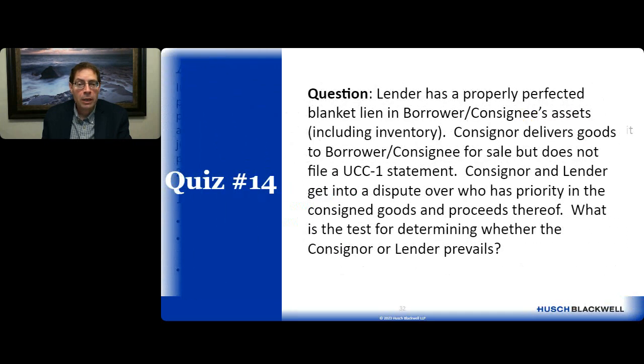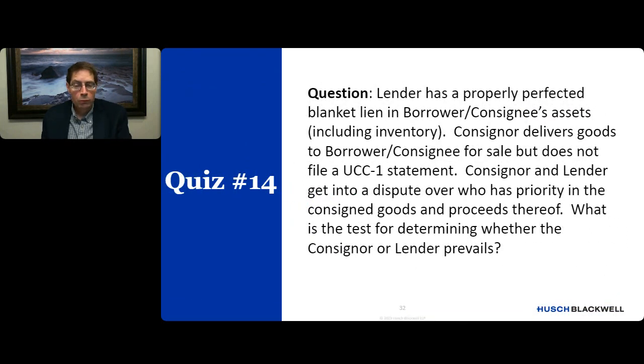All right. We are really basically here at the end of the time. I guess, you know what, bonus section, right? We're going to run through these items really quick. The next two questions are actually really related. They deal with consignments. And the question is, when you get a consignor and a lender getting into a dispute over who has priority, what's the test?